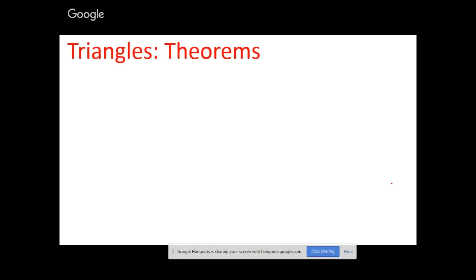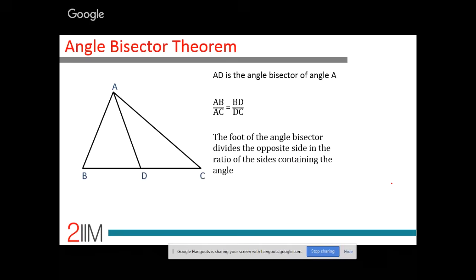Revisit some theory. Theorems with triangles. Angle bisector theorem. If you have a line AD which bisects angle A, with D being on BC, then AB by AC equals BD by DC. The foot of the angle bisector divides the opposite side in the ratio of the sides containing the angle.